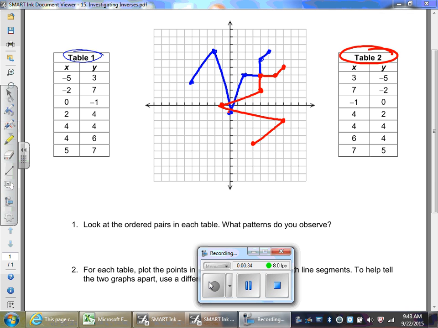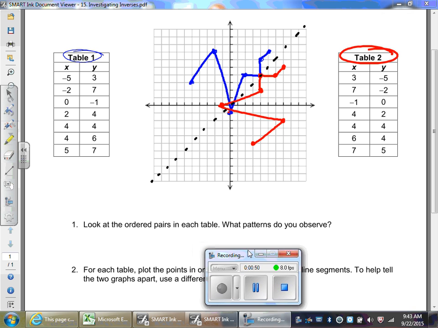You can reflect it across both axes. I'm sorry, say that again? Reflect it across both axes. Well, that's a very, very good assumption. In fact, it's reflected, yes, across y equals x.